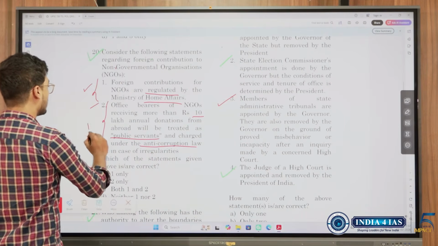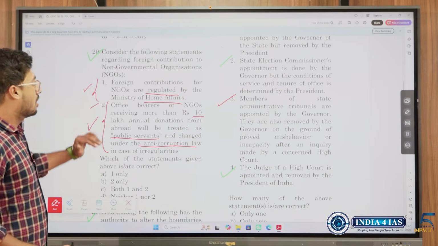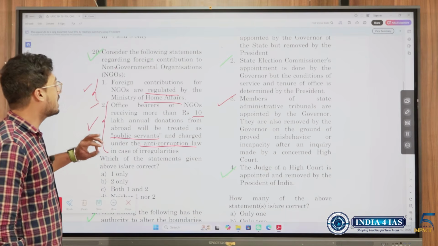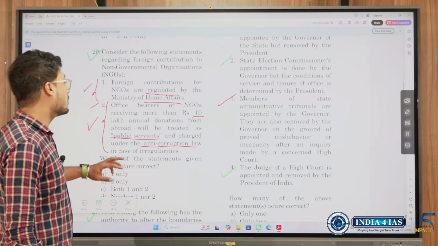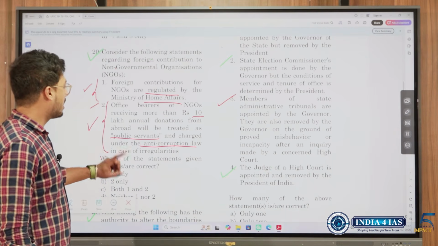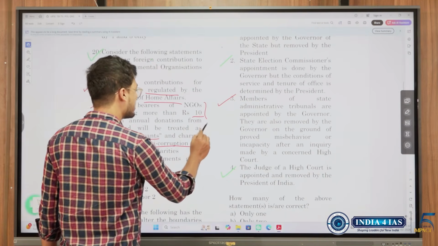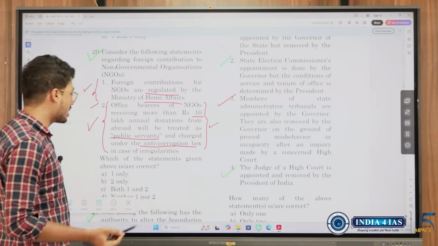Now this is something which I want you to make note of. Any NGO bearer, if he or she is receiving more than 10 lakh annual donations from abroad, then they shall be treated as public servants for anti-corruption law. Now this is correct, but we would have not come across it.